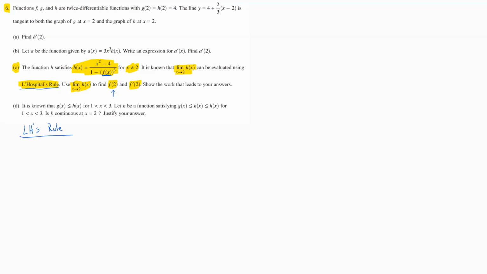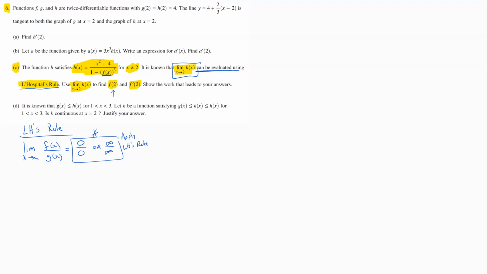So L'Hopital's rule says the limit as x approaches some number of two equations being divided. These f's and g's are just from a definition. They have nothing to do with the specific f and g's in this problem. If you get what's known as an indeterminate form, which is 0 over 0 or infinity over infinity, only when this situation happens can you apply L'Hopital's rule. And so what we know is they've told us that this thing can be evaluated using L'Hopital's rule, which means that the original limit of this function here has to fit one of these indeterminate forms.